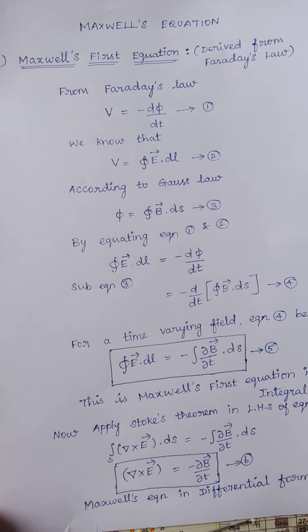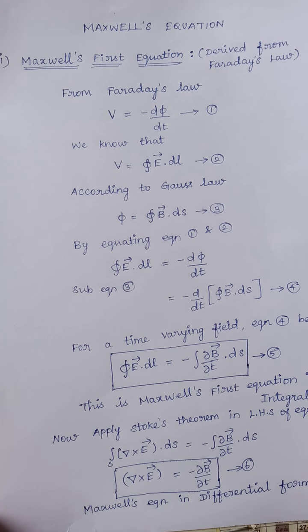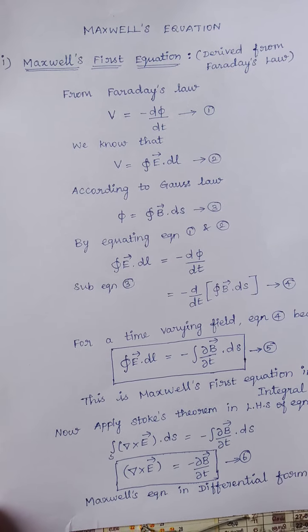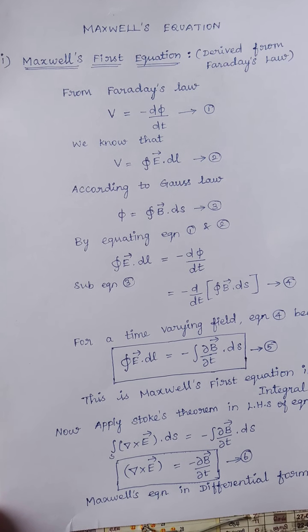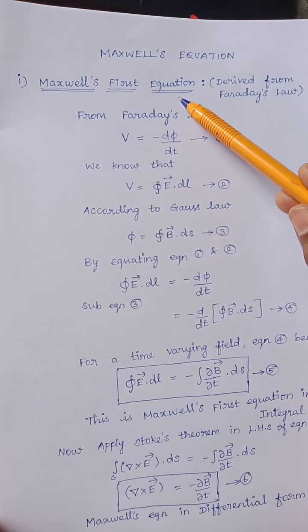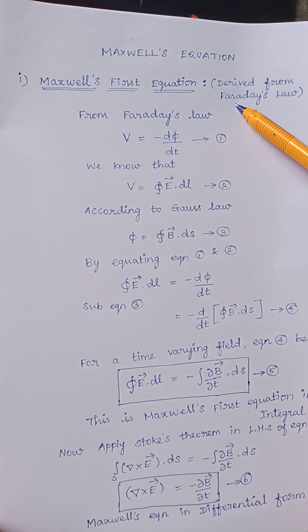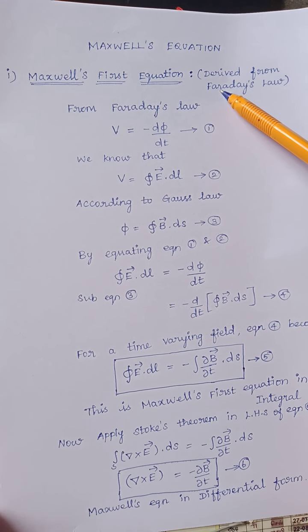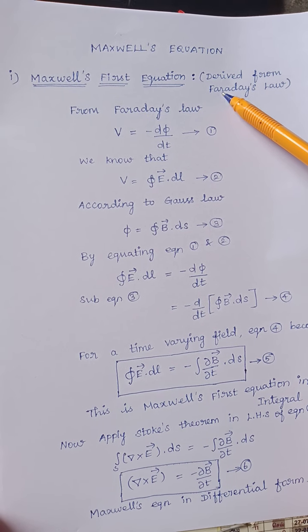I am going to explain about Maxwell's equations. So there are four Maxwell's equations. First, I will explain the first Maxwell equation. Maxwell's first equation is derived from Faraday's law. So as you all know, we have to write the equation from Faraday's law.